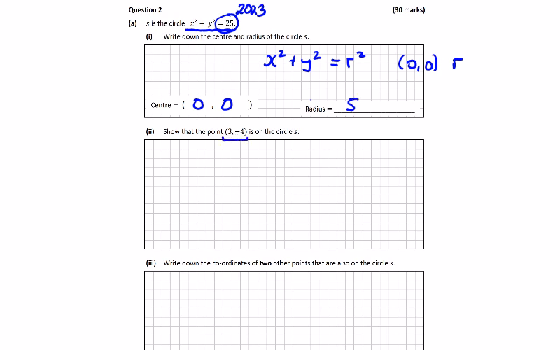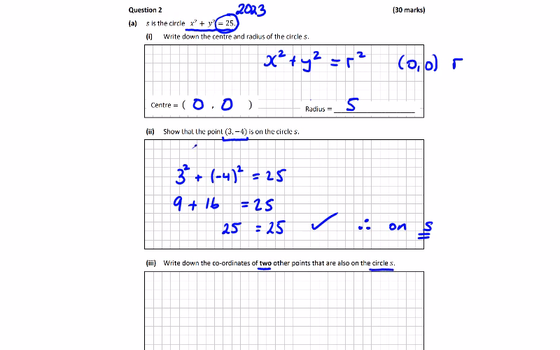To show that the point 3, minus 4 is on the circle, 3 squared plus minus 4 squared equals 25. 9 plus 16 is equal to 25. 25 equals 25. Therefore, it's on the circle. I'm going to write that down. Therefore, on S.